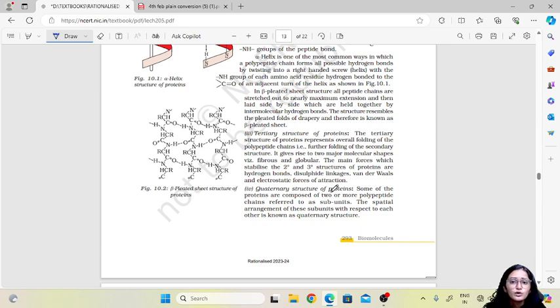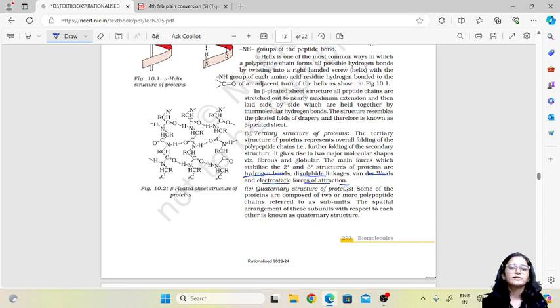Then tertiary structure represents the overall folding of the polypeptide chain. So further folding of the secondary structure results in tertiary structure. The forces which stabilize secondary and tertiary structure are hydrogen bonds, disulfide linkage, van der Waals, and electrostatic forces of attraction. So these are the forces which stabilize the secondary and tertiary structure.